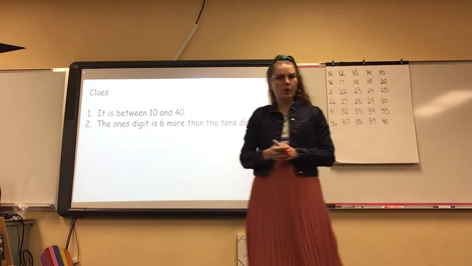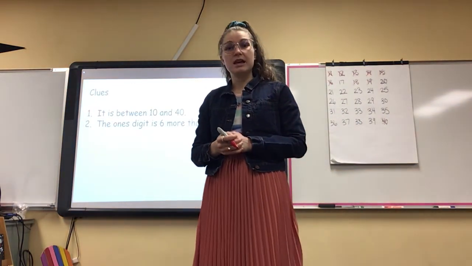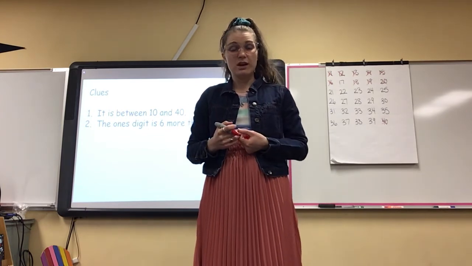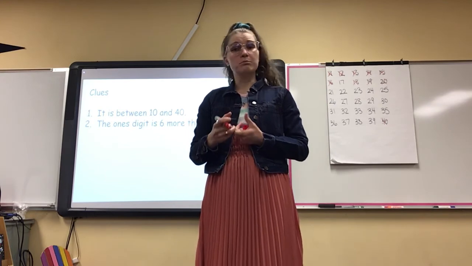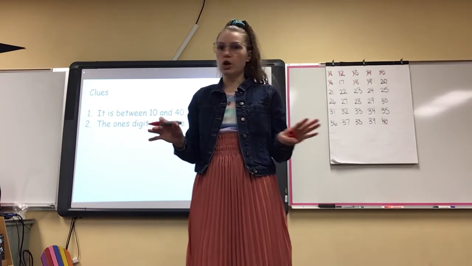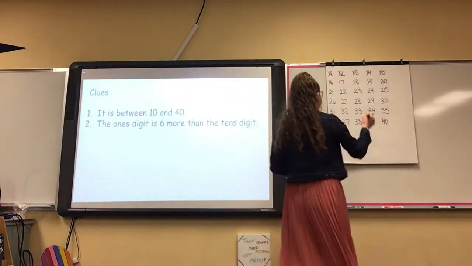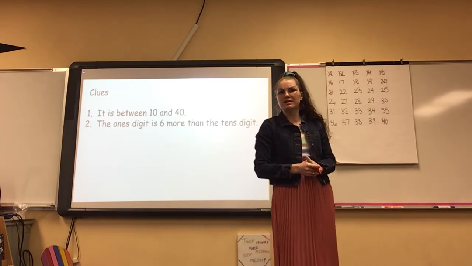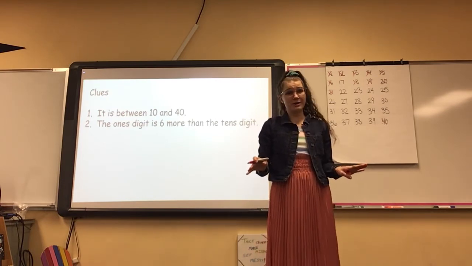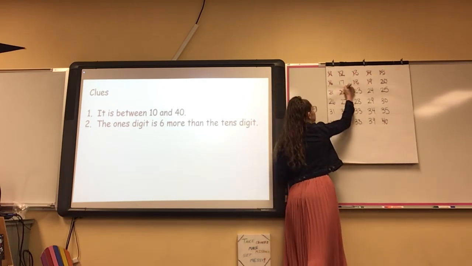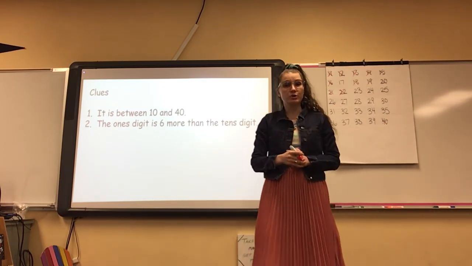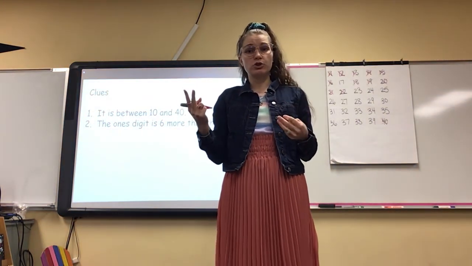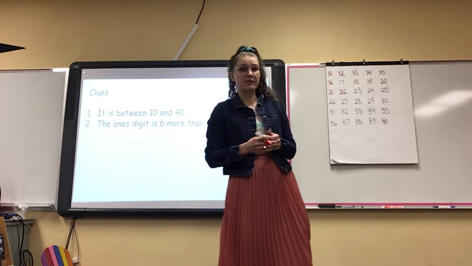When I look at the number 21, it has a 2 digit in the tens place and a 1 digit in the ones place. 1 is less than 2. And I know that my ones digit has to be 6 more than the tens digit, so I already know 21 is not an option. 22 has the same digit in the tens place as the ones place, so that is also not our mystery number. 23 has a 2-digit in the tens place and a 3-digit in the ones place. 3 is only one more than 2, so that is not our mystery number. Cross off 23.